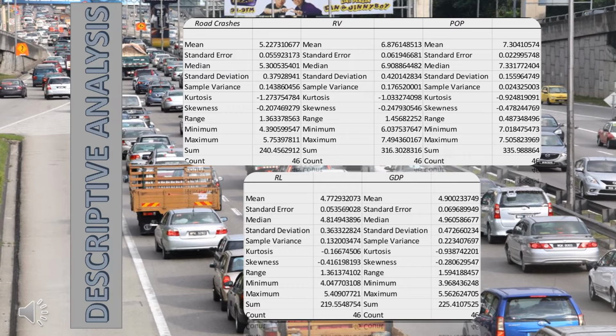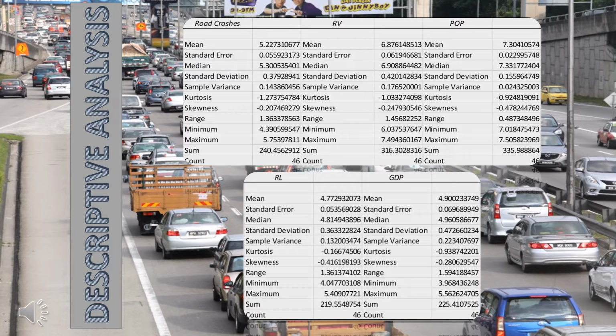For my example data, RC has a kurtosis of negative 1.27. This value is close to 0, indicating that the tails are consistent with the normal distribution. However, RV has a kurtosis of negative 1.03, suggesting the tails are thinner than the normal distribution. Between all these five variables, GDP is more consistent with a normal distribution.